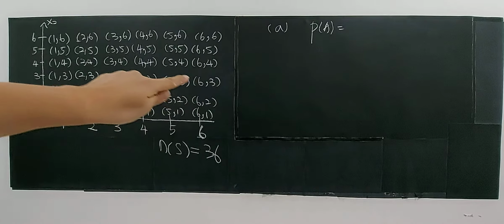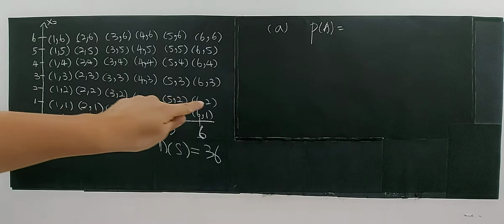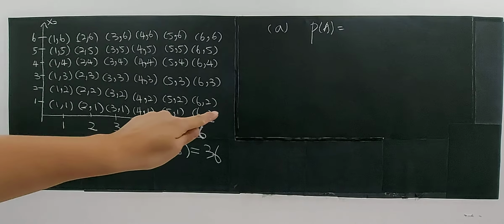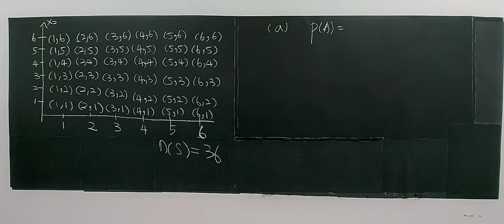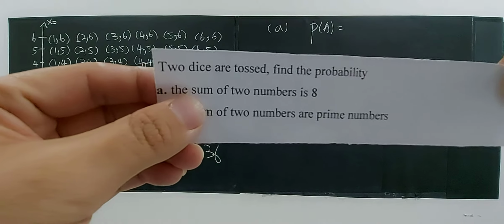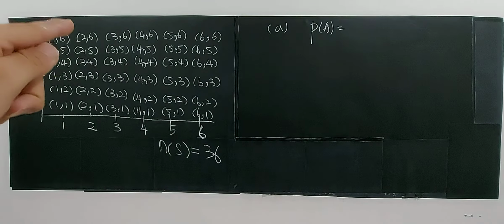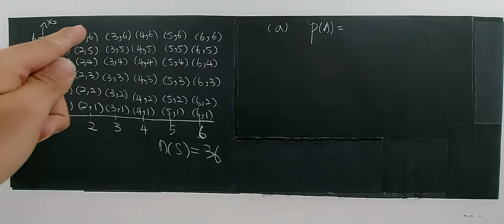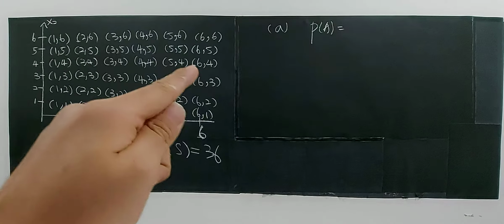These are the events. The events are the ones required by the question, that the sum of the two numbers is 8. They want this event to happen. So that means there are 1, 2, 3, 4, 5.